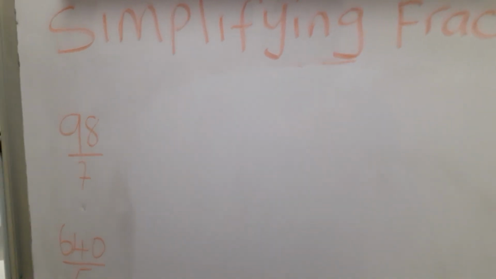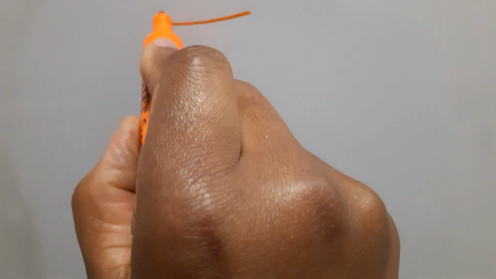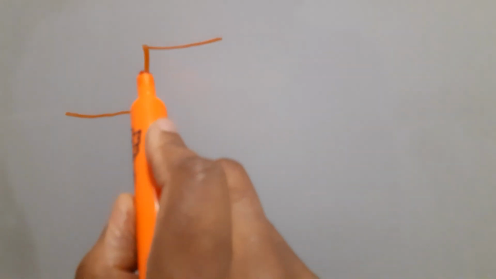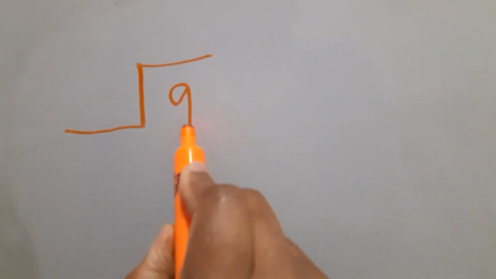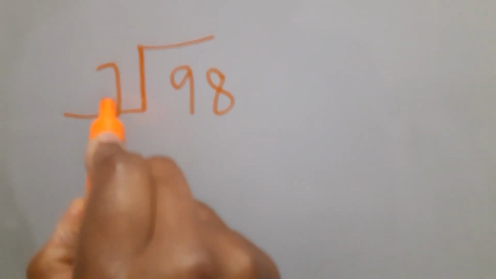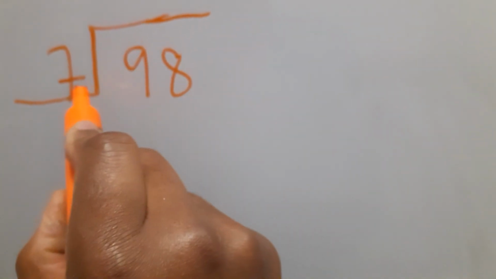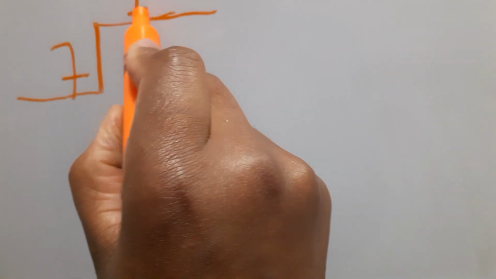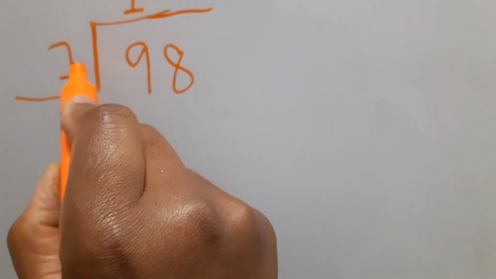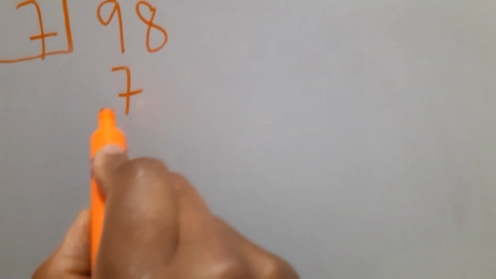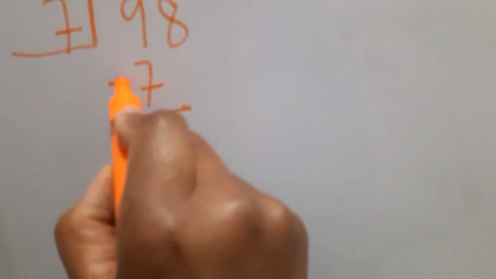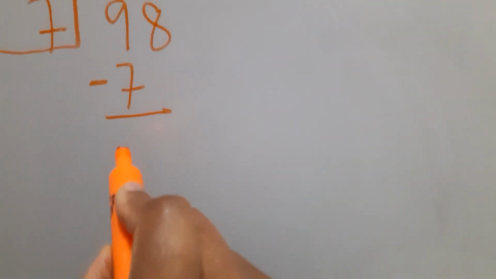And the first fraction is 98 divided by 7. So how do we go about simplifying this? So using our long division method, we will have 98 divided by 7. So this is a very basic example. So 9 divided by 7 is 1. 1 times 7 is 7. So 9 take away 7 is 2.